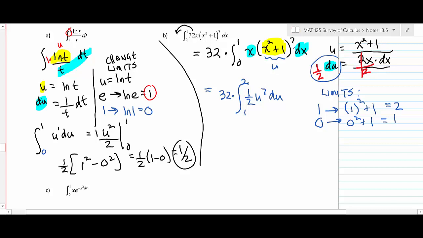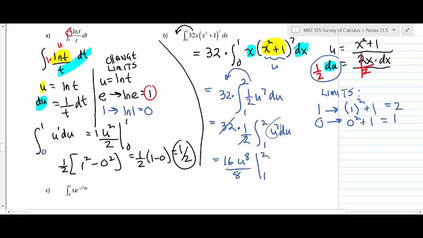Now, what you can do on this is you can bring the half out. That's a constant. So you'd have 32 times 1/2 integral 1 to 2 u to the 7th du. From here, 32 over 2 is 16. The antiderivative is what? u to the 8th over 8. And then you're going to evaluate that from 1 to 2. Just use the bar to represent that. Well, notice 16 over 8 is 2. Now 2 is a constant, so you really have 2u to the 8th, 1 to 2.